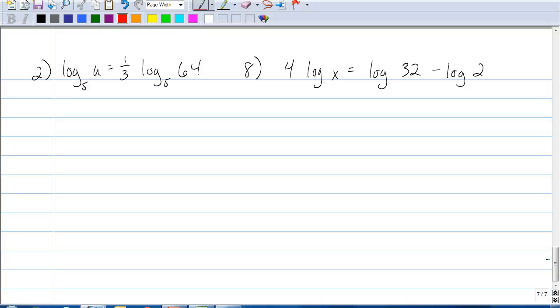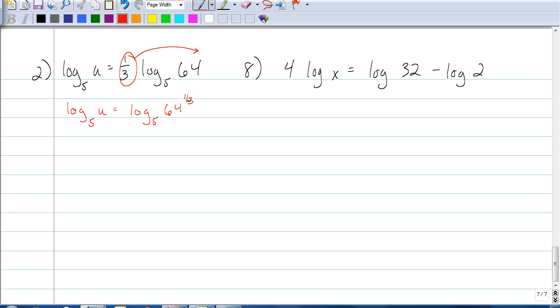We have log base 5 of u equals 1/3 times the log base 5 of 64. So here we have a situation where there's a number in front of the logarithm. Well, that number represents an exponent, remember, for the 64. So I'm going to write this as log base 5 of u equals the log base 5 of 64 to the 1/3 power. And again, this goes back to chapter 7.